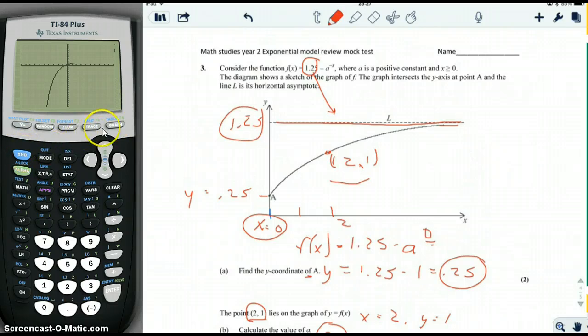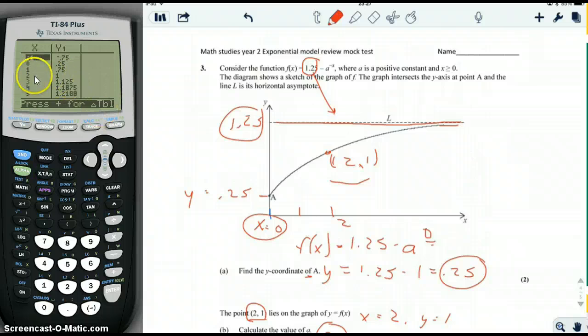Oops, I just went to the table. Hey, what do you know? 2 comma 1. Okay, so do you see that in like 3 guesses we got it? So that is a valid thing to do if you are just not able to do the algebra. Okay, that's it for this problem.